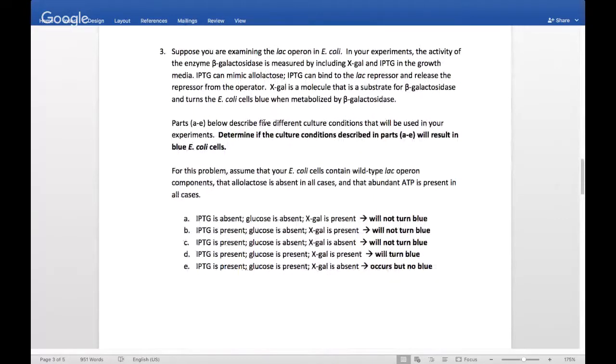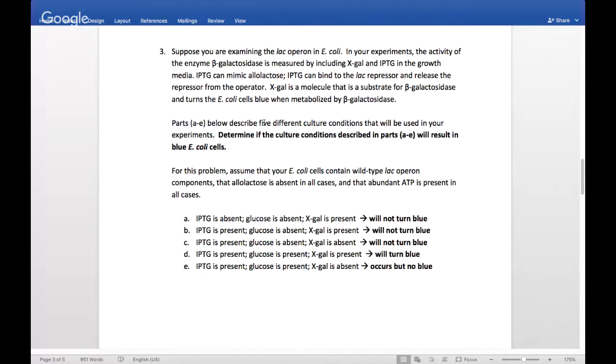So problem 3, let's see, is asking when the E. coli cells will be blue because of the X-gal molecule. So in the first case, IPTG is absent as well as glucose, but X-gal is present, but it will not occur because the reaction cannot occur.